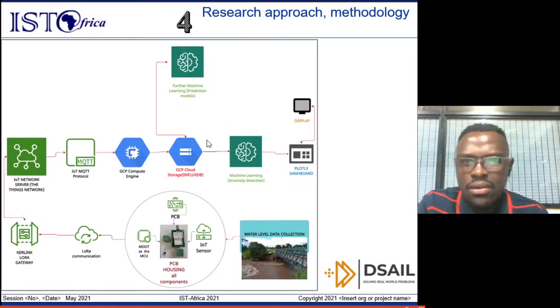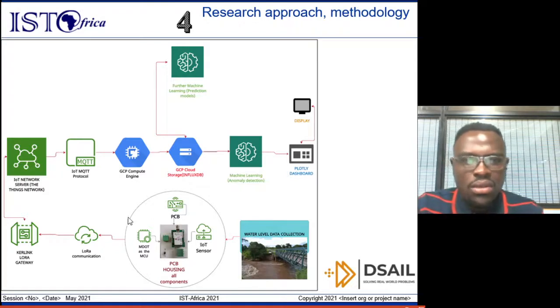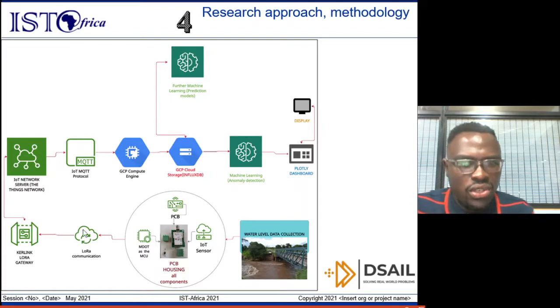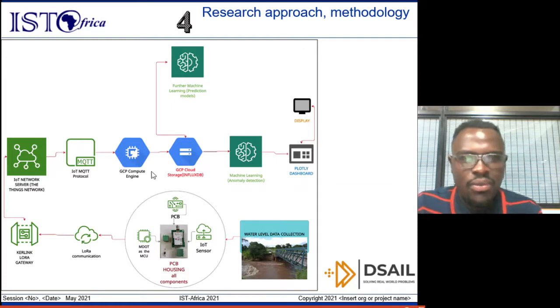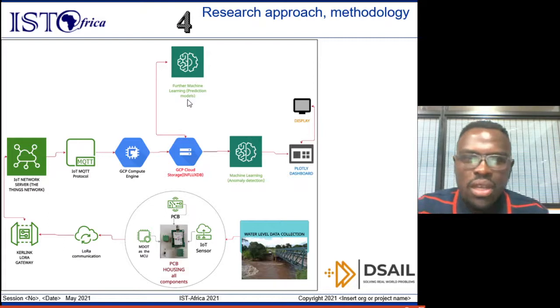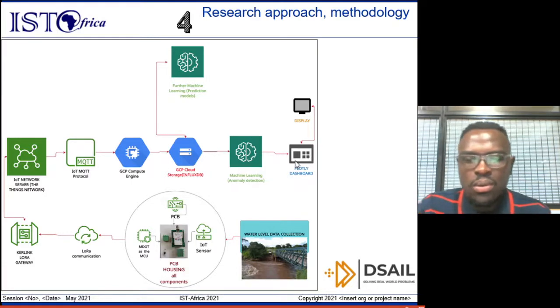So like I said, on the methodology, we have water level data collection using the nodes, then the LoRa communication, then the LoRa gateway that enables communication between the nodes and the network server, here The Things Network, that is TTN. From there, the database on Google Cloud, then machine learning prediction models, then anomaly detection, then we manage to display the data on a dashboard, on a web app also.